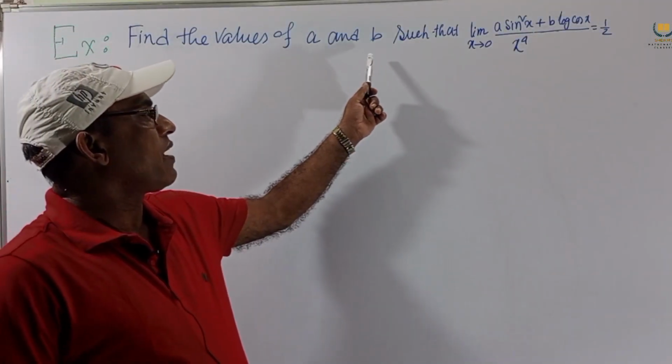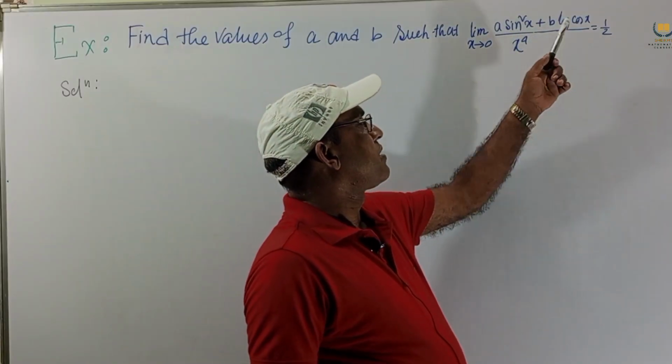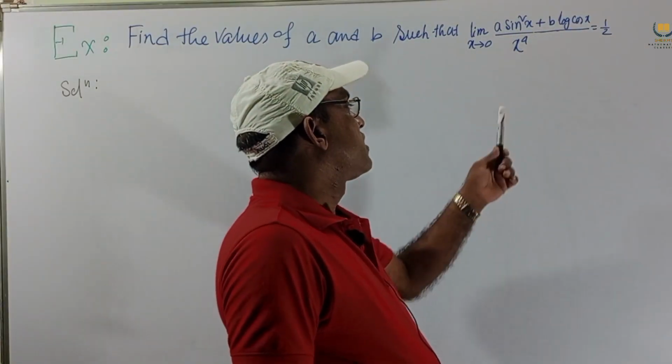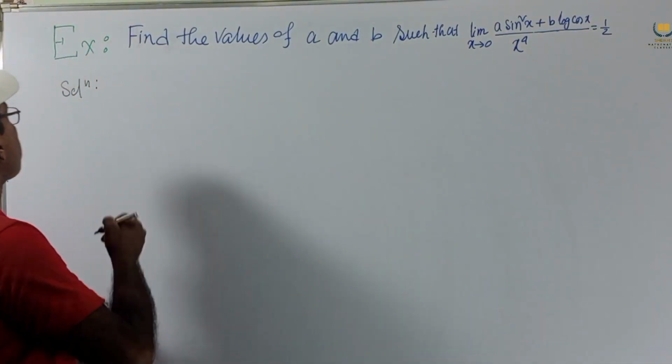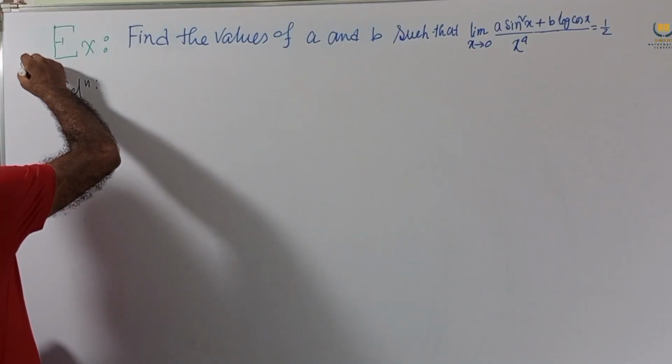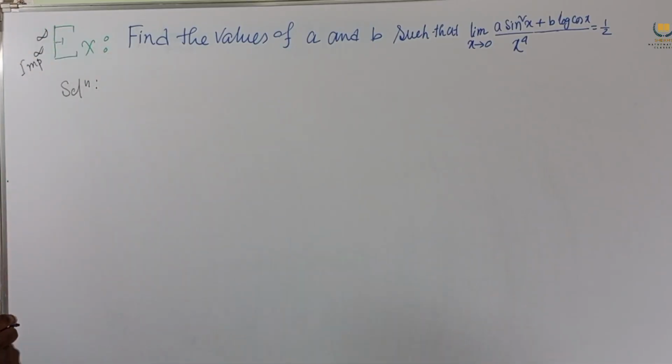Find the values of a and b such that limit x tends to 0 of (a sin²x + b log cos x) / x⁴ equals half. This is a most important problem.